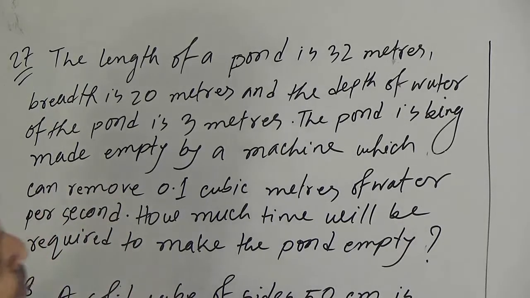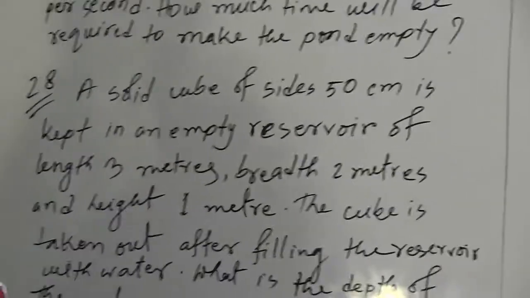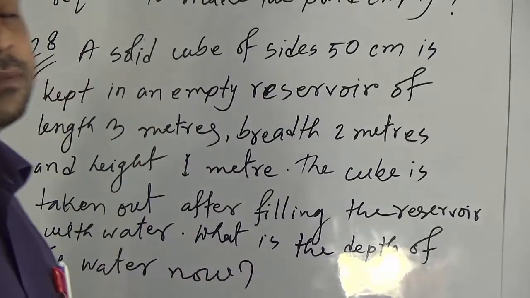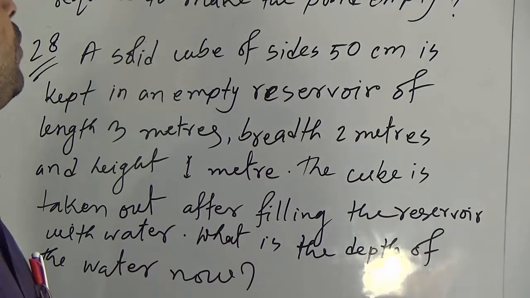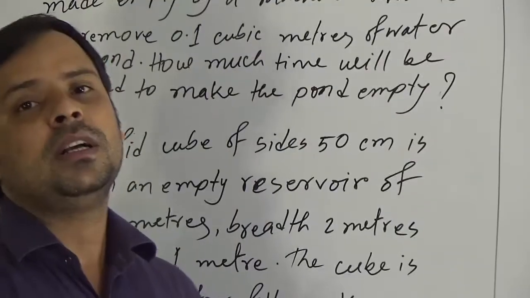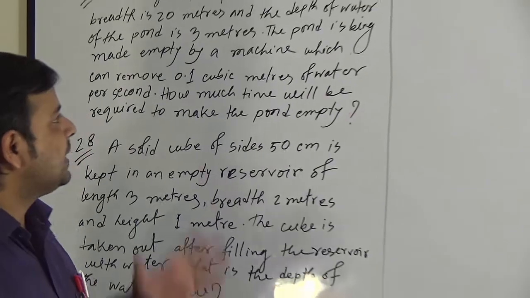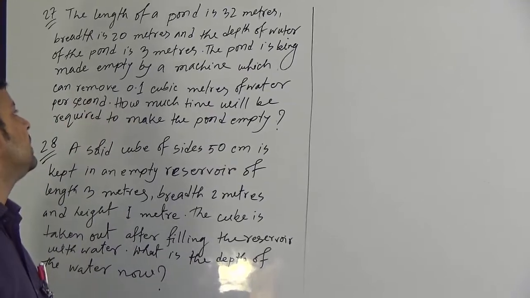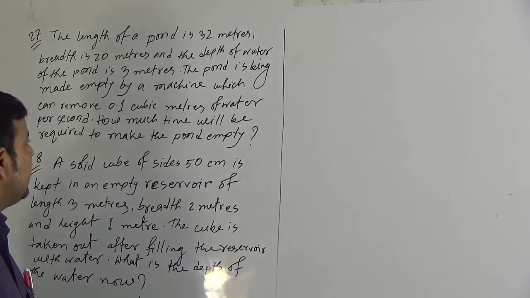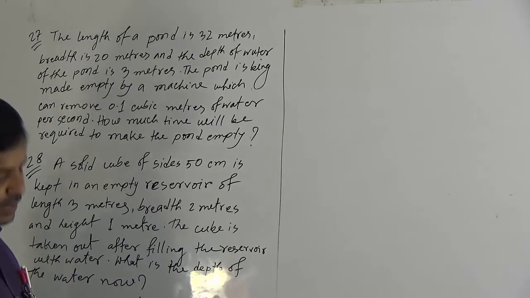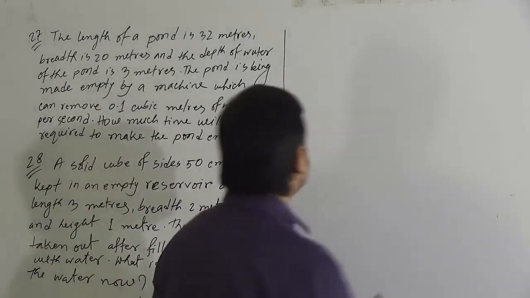Dear students, to make the pond empty, we need to remove the total water. It means that at first we have to determine the total volume of the water. As the length, breadth and the depth of water of the pond are given, we can determine the volume of water contained in the pond, and then we have to determine how much time is required to make the pond empty. So now we can write here solution 27.